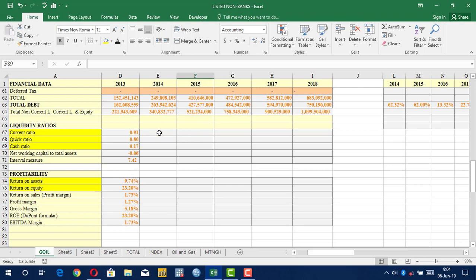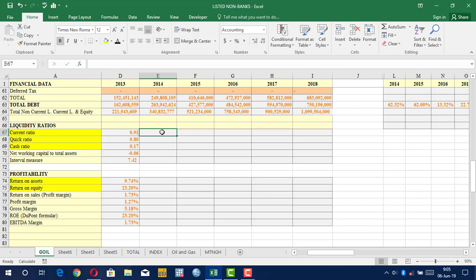Okay, so let's start with the liquidity ratios. In a nutshell, the liquidity ratios tell us how liquid the company is. When you say something is liquid, you are referring to how easily you can sell that asset and generate immediate cash. So what you can say is you want to know how cash-rich the firm is, or how much cash the company has.